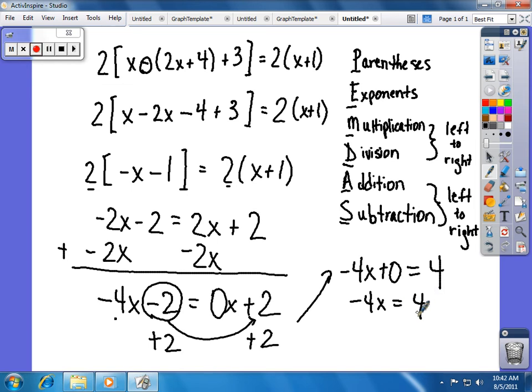Now, I want the x by itself, so the way I'm going to do that is divide both sides by the negative 4. Okay, if I do that, then these will cancel, and I'm left with x, 4 divided by negative 4, negative 1. Okay, so the solution to this equation is x equals negative 1.